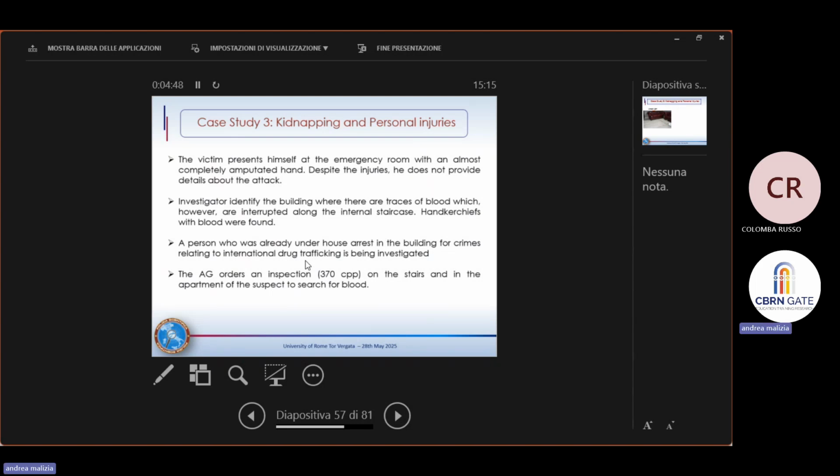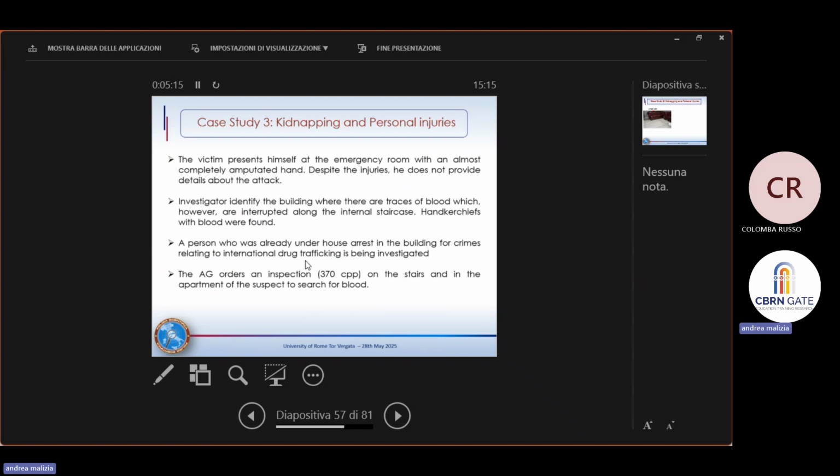Case study 3. The victim presents himself at the emergency room with an almost completely amputated hand. Despite the injuries, he does not provide details about the attack. Why? Because he was scared by the consequences of his testimony.